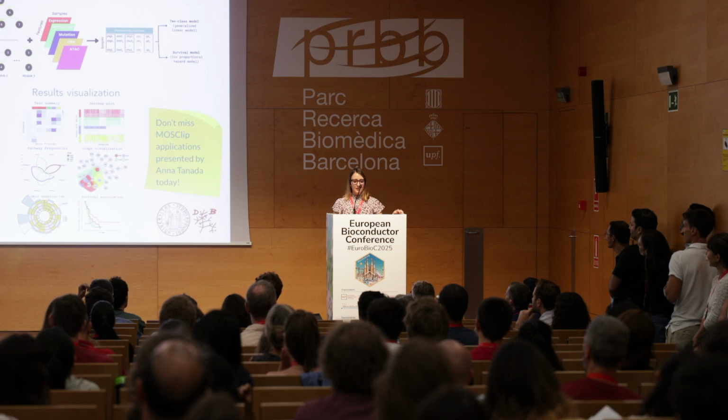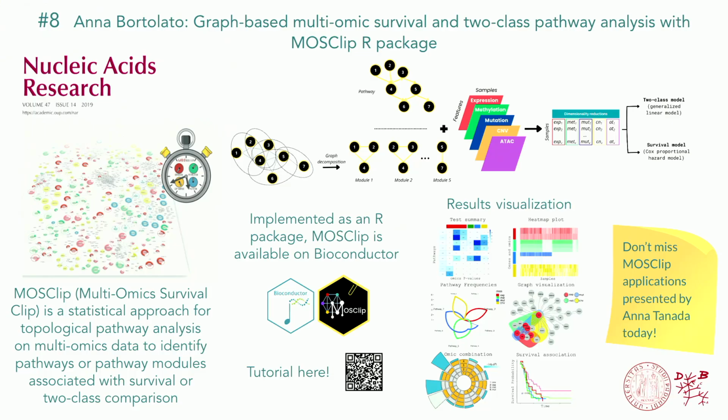Good afternoon. I'm here to present MOSClip, an R package for topological pathway analysis on multi-omic datasets. You can run MOSClip analysis on a whole pathway or, after graph decomposition, on its connected components that we call modules. The main purposes of MOSClip are to test for survival association of pathways or modules, or 2-class comparison. The package is available on Bioconductor, and it also includes several graphical tools for results visualization and interpretation.